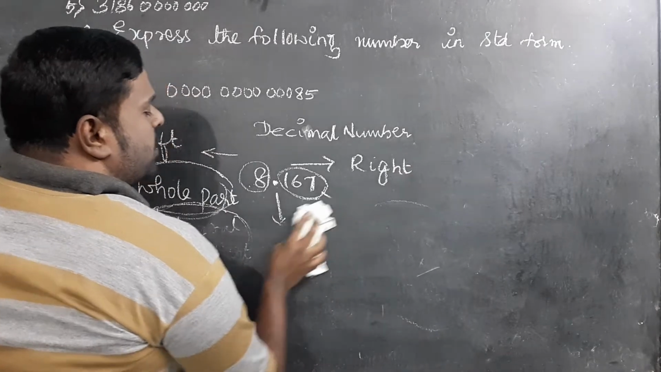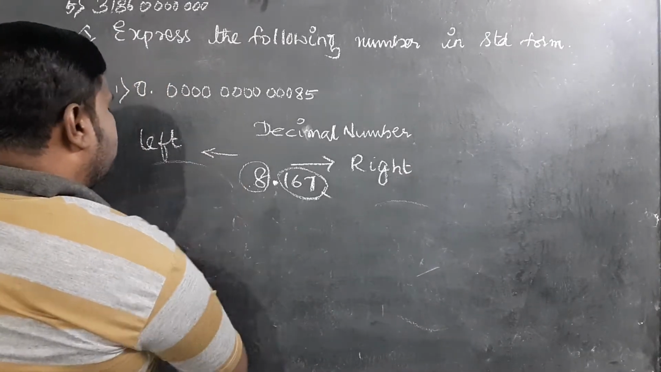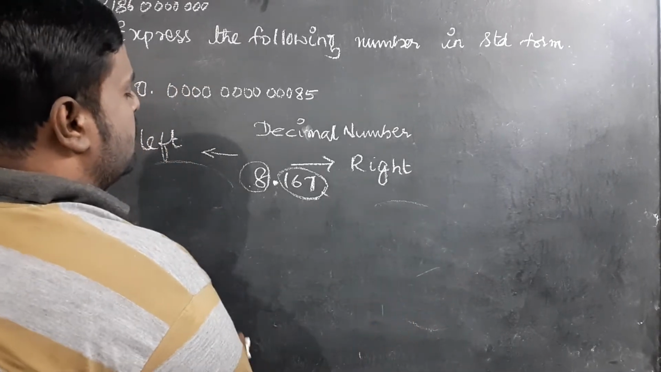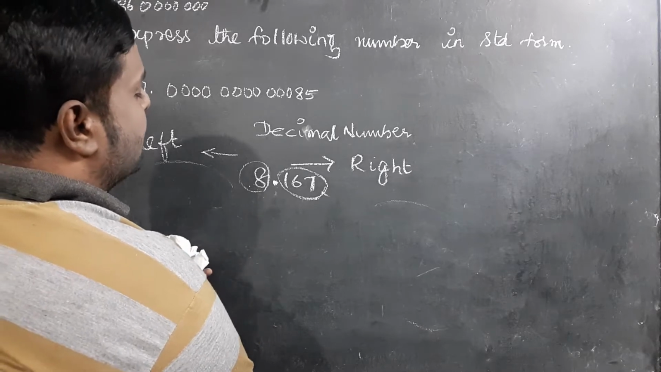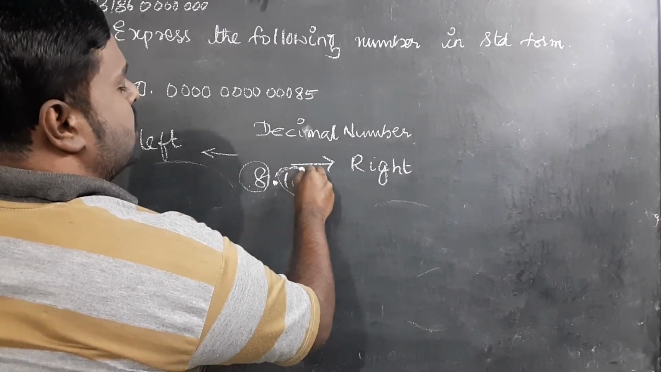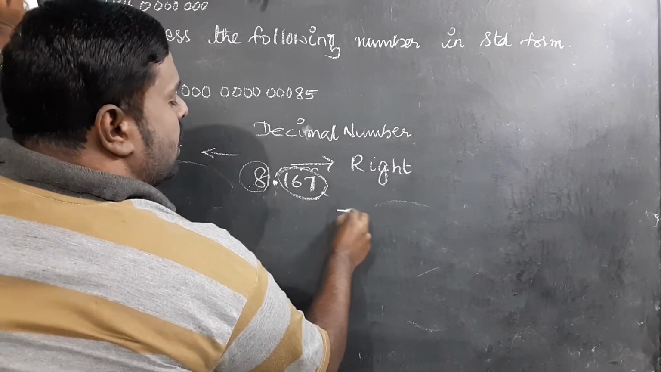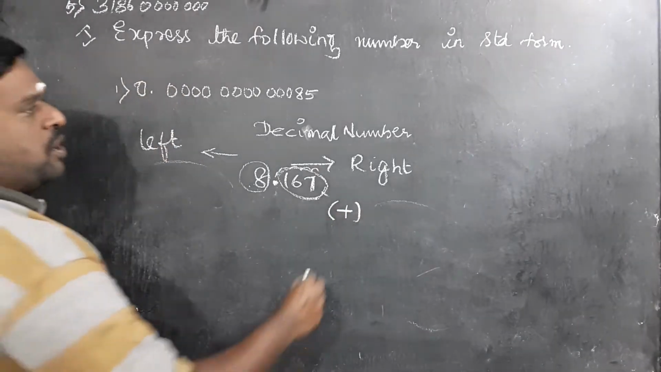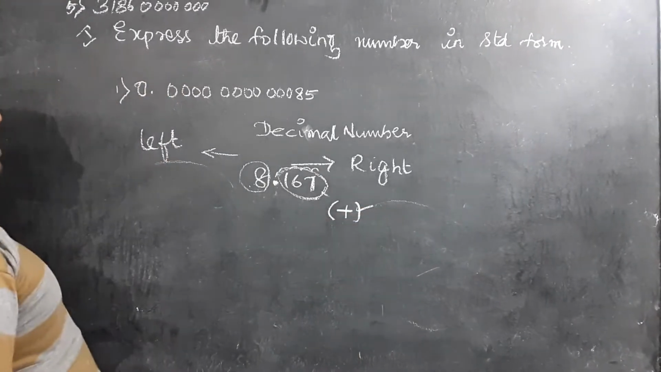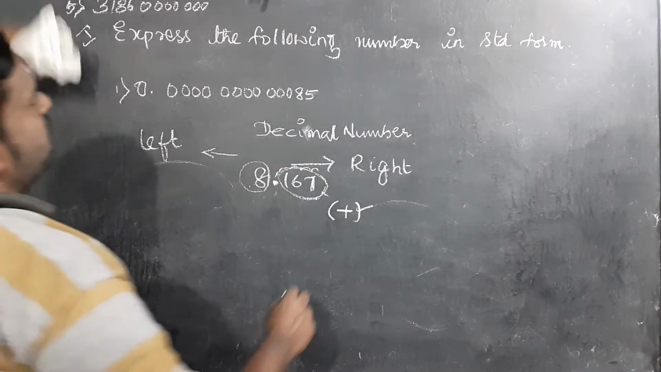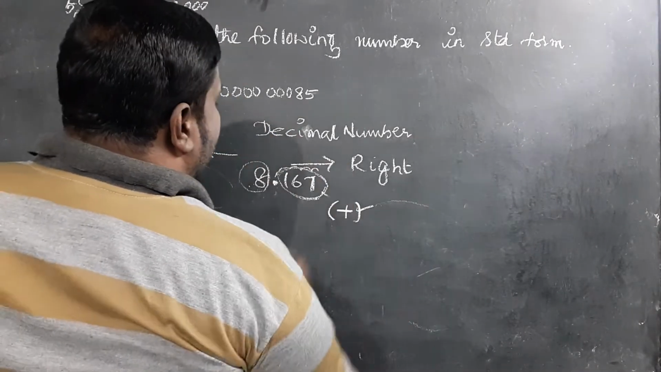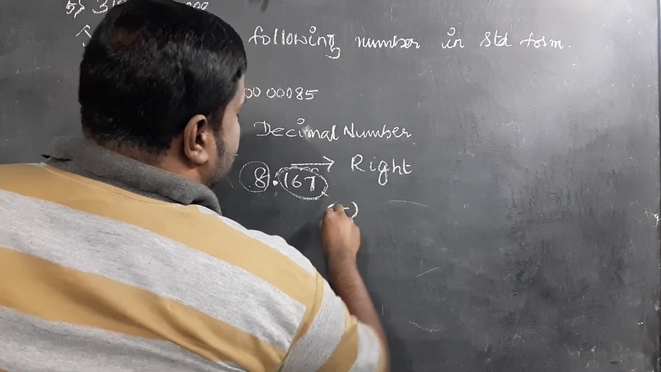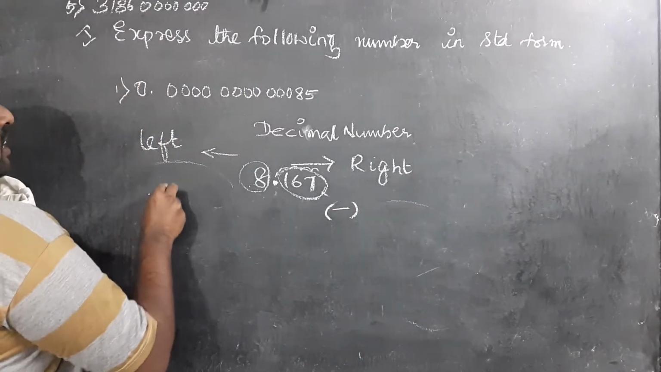Now, very important here: shifting of decimals is very important. When you are shifting the decimal point towards the right, always you will get the multiplication of... sorry, when you are shifting towards the right, always you will get negative numbers. When you are shifting towards the left, it is always positive.